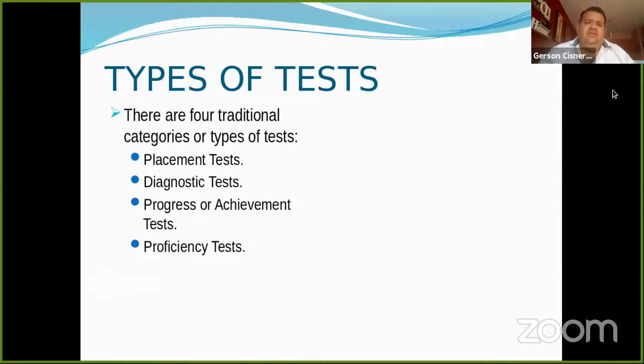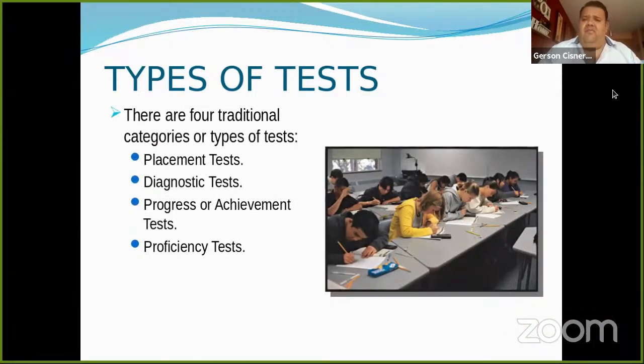Okay, cool. All right, so basically there are four categories of types of tests. We have placement tests, we have diagnostic tests, progress or achievement tests, and proficiency tests. Okay, so a placement test is about when you are entering a program, let's say English, and then they want to see your level, you do a placement test because it places you in the correct level.